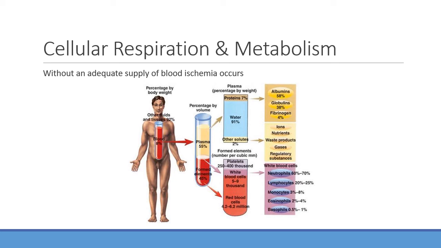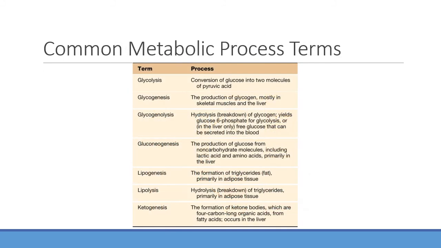And what do we use for energy? What's our currency of energy in the body? ATP, right? So again, we'll get into detail on how we actually produce that. Some of the common processes we're going to be talking about include glycolysis. This is where we're actually breaking down sugar, primarily into 2 molecules of pyruvic acid. It's going to be one of the first processes we talk about here.